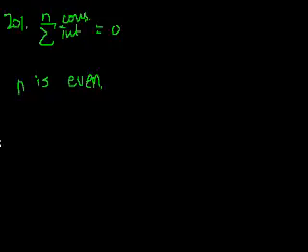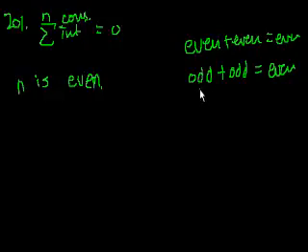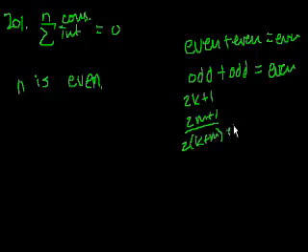N is even. So let's think about our even and odd type of talk. We know that an even plus an even is even, and we know that an odd plus an odd is also even. You could prove it to yourself by trying a bunch of numbers, or if you write an odd as 2k plus 1 and add it to another 2m plus 1, that becomes 2 times k plus m plus 1. So that's an even number, right? It's divisible by 2. So an odd plus an odd is even.